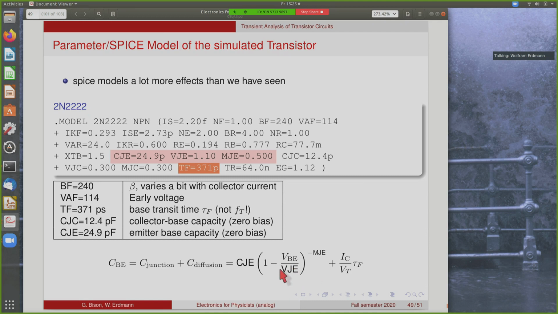So in this case, instead of the built-in voltage, which would be something, you use a phenomenological parameter here. And in this case, it turns out to be 1.1 volt. The power in this case is exactly 0.5 actually. So this is the junction capacitance, and then the collector current multiplied by some constant gives you the diffusion capacitance, and this constant is usually expressed in terms of a time divided by the thermal voltage.